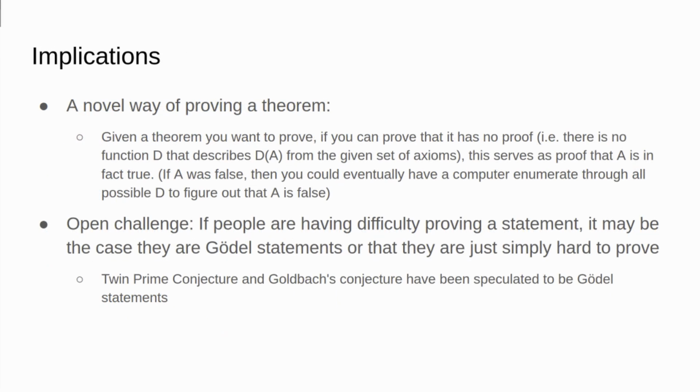Let's look at some of the implications of Gödel's incompleteness theorem. One is that there is a novel way of proving a theorem, which is by proving that the theorem has no proof. In other words, you have to be able to show that a function d cannot be created such that it can derive theorem A from a given set of axioms and inference rules. This serves as a valid way of proving that theorem A is true, because if A turned out to be false, you could have a hypothetical computer enumerate through all possible functions to figure out that A is false.